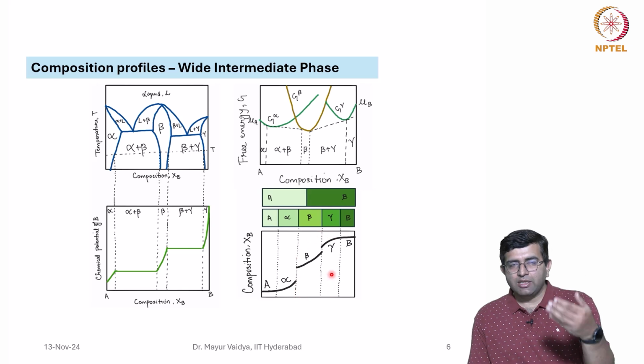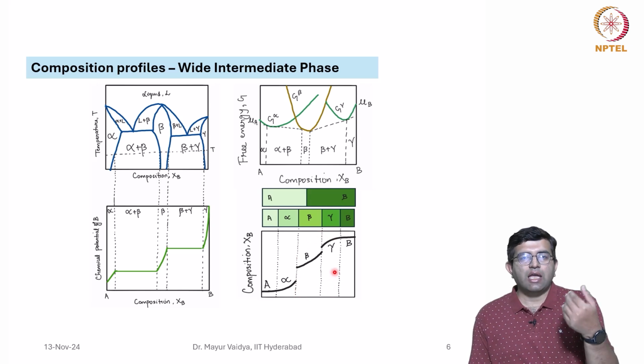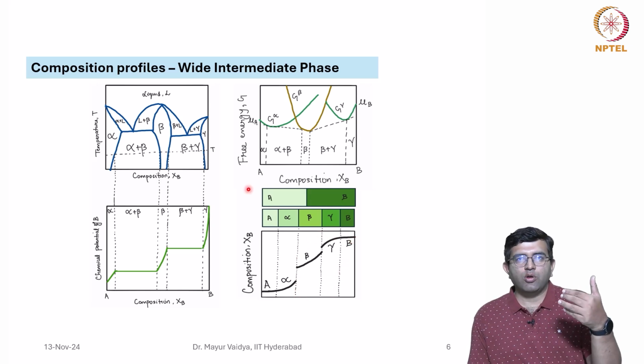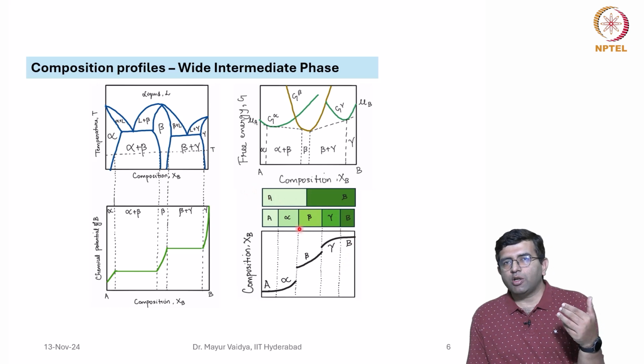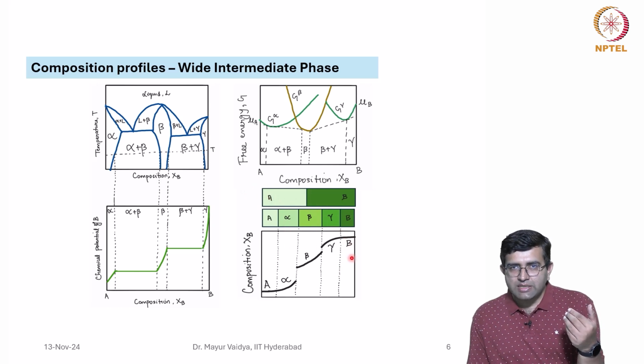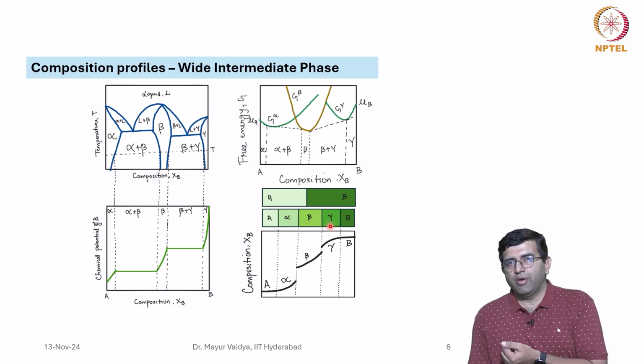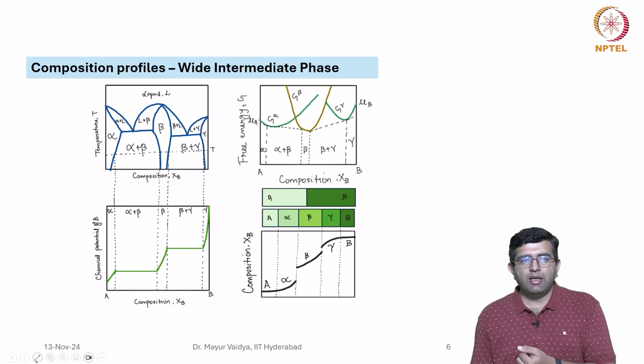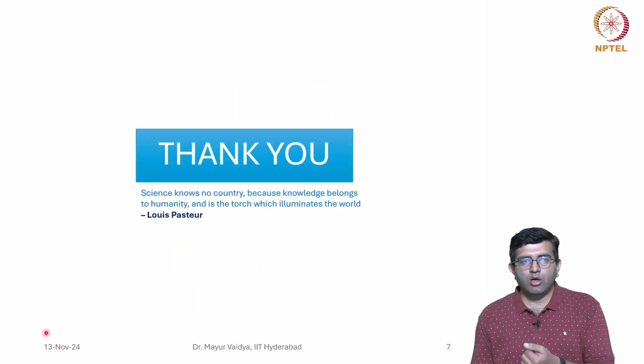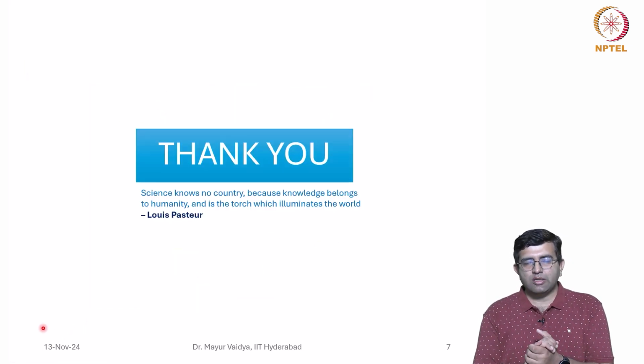Why this discussion is important is that in practice, when you make a diffusion couple, you will not know what the phases are, but what you can measure in a SEM or an EPMA is this profile, and then correlate it with the phase diagram. You will be able to say, okay, this must be the alpha region, this must be beta, and this must be gamma. Then we will continue further in the next class.